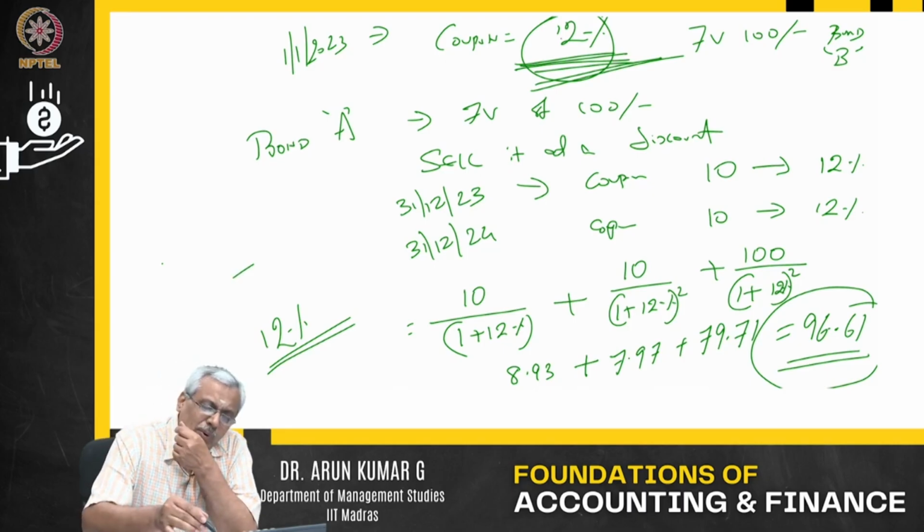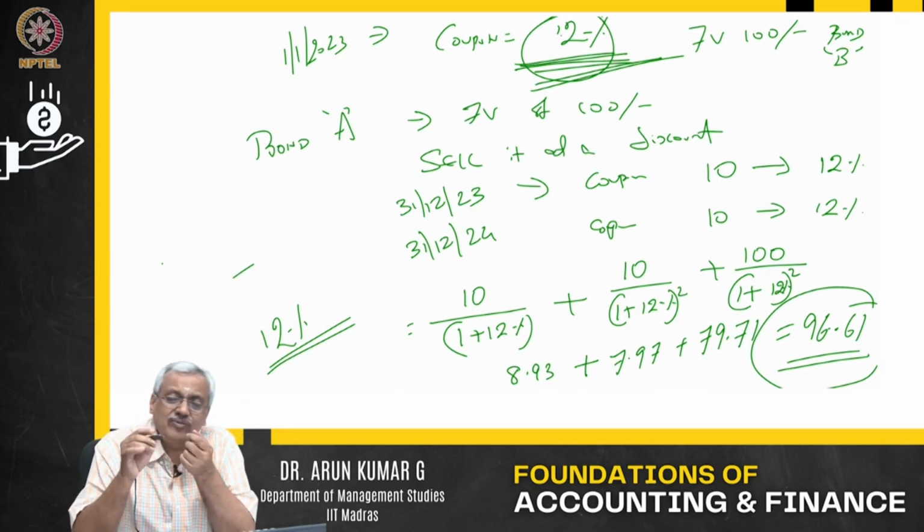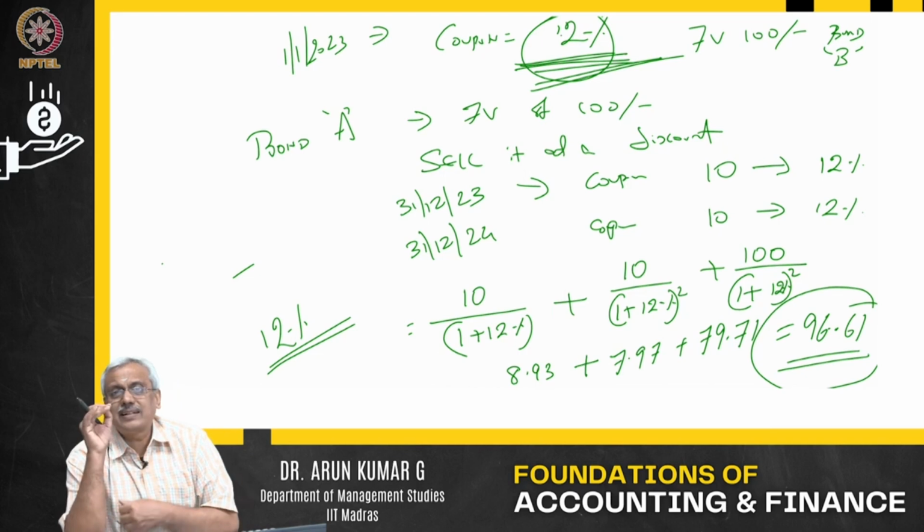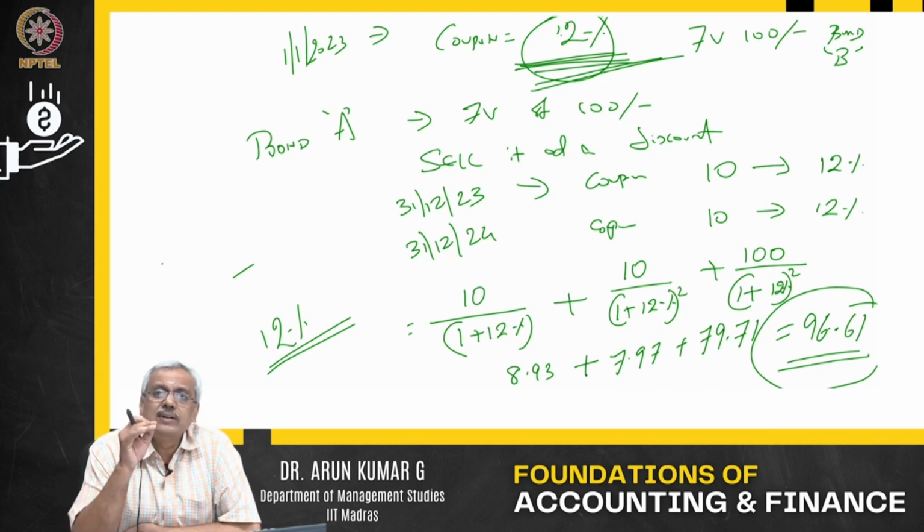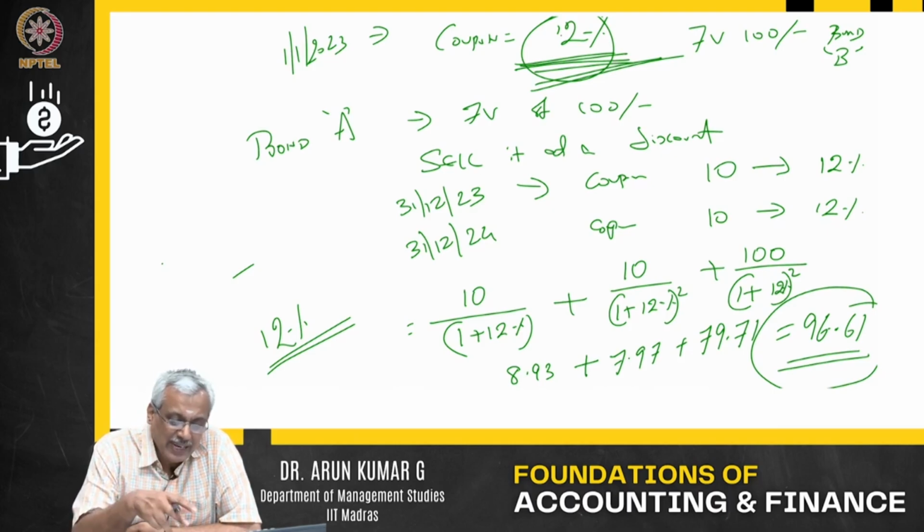So what happens? The coupon rate of an equally risky instrument at the time of the sale of the bond is higher than the coupon rate of the bond which is up for sale. So what happens? You will have to buy the bond at a discount. Only then your yield will be equal to 12%.